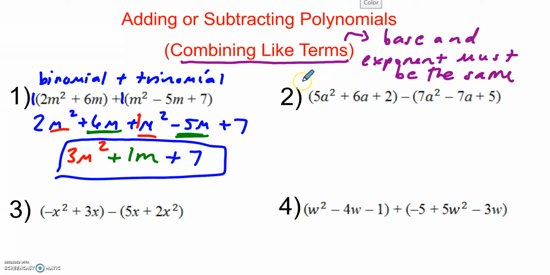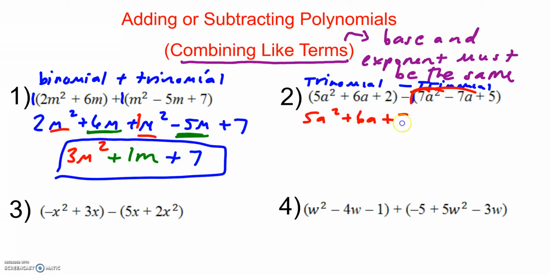Number 2, what I'm doing is I'm taking a trinomial and I am subtracting another trinomial because both of them have 3 terms. Now, this example, because I'm subtracting this parenthesis, what we're really doing is we are distributing a negative 1. So that negative has to distribute to everything in this parenthesis, but this parenthesis has a positive 1 being distributed, so nothing changes sign here. So what I'm going to do is recopy the first parenthesis, or the first 3 terms, but then I'm going to change the signs on the second 3. So negative 7a squared plus 7a minus 5.